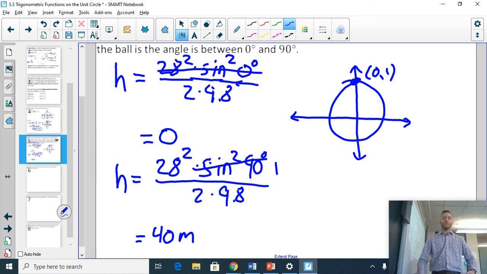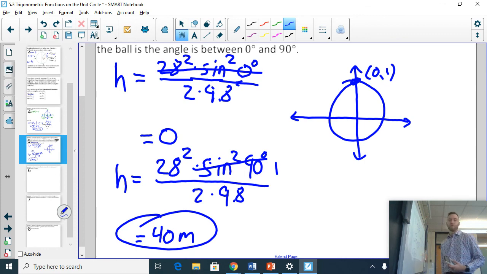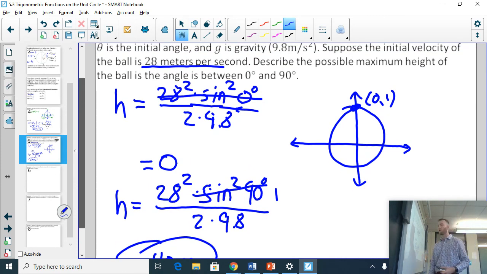So then you would say the maximum height of the ball would be 40 meters. And it makes sense that this first one's 0, right? If we put the ball at 0 degrees, it's going straight into the ground. It has no height. And otherwise, if we somehow manage to kick it straight up, that'll be its highest point.